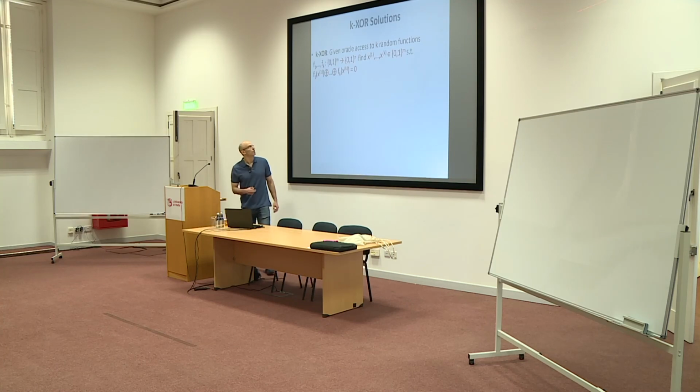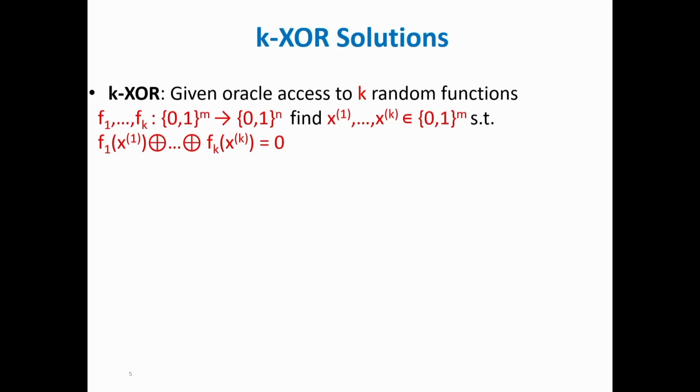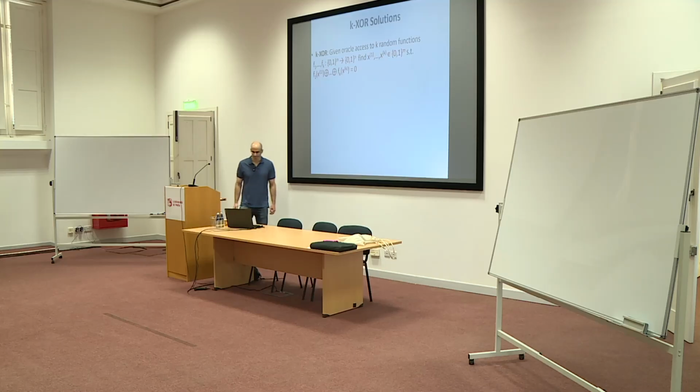Okay, so here's the simplified version of k-XOR where you have no target, and basically you're looking for a k-XOR that is equal to 0. Any questions so far?